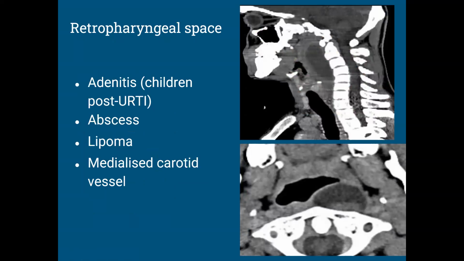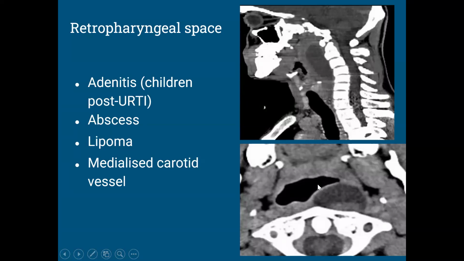So coming to the pathologies of the retropharyngeal space, we saw the contents of the space mainly comprising fat and lymph nodes. So we can have adenitis, which is commonly seen in children following URTIs. If there's a resultant suppuration in the nodes, then we can have an abscess. We can have lipomas, and also we can have a medialized carotid vessel, which will be located in the retropharyngeal space.